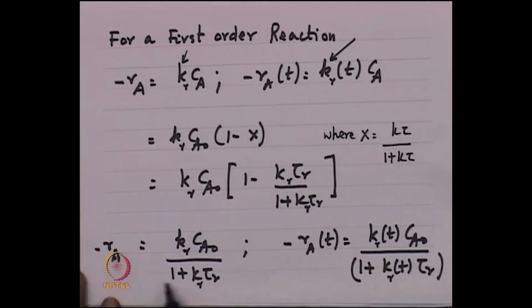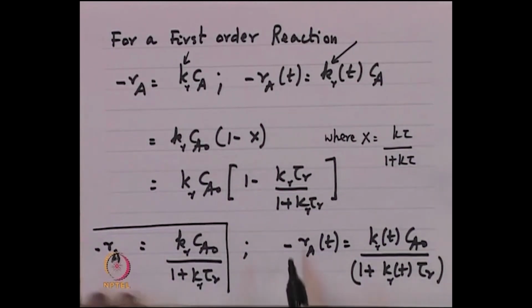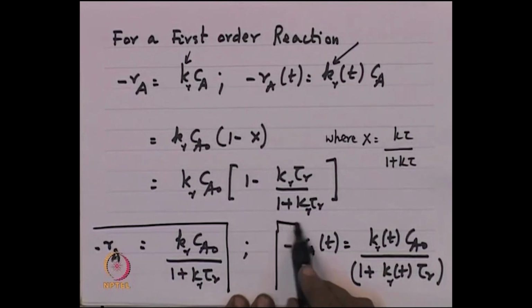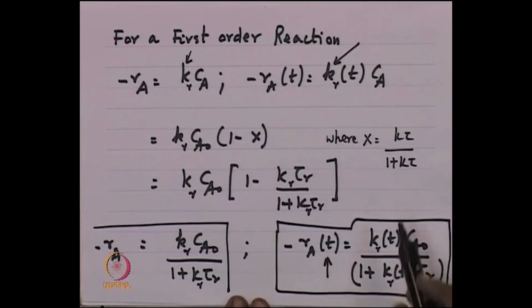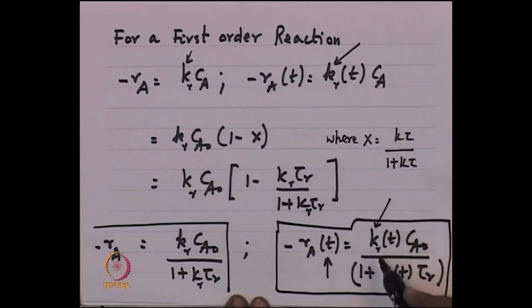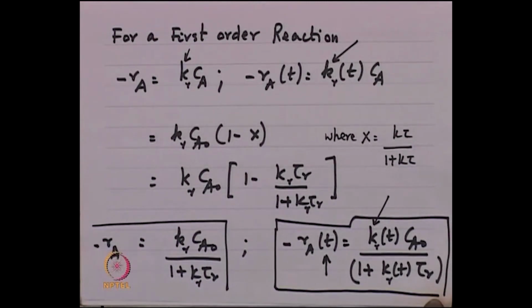Therefore, the rate at which the chemical reaction occurs for a first order process is given by this. Since the deactivation is occurring, we can now see that the reaction rate at any time depends on the rate constant k_R, which is a function of time, multiplied by C_A0 divided by k_R, which is a function of time, multiplied by the residence time. Now, sometimes it is difficult to understand this. Why is the rate constant a function of time?